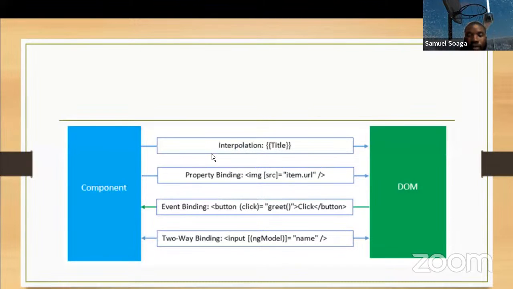So we talked about interpolation, where we use curly braces, property binding, where we use angled brackets, event binding, where we use curved brackets, and now two-way data binding, where information is passed in both directions, from the component to the DOM and from the view to the component. Please go to the next slide.